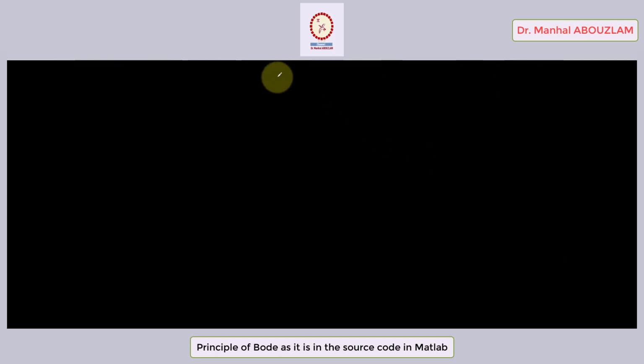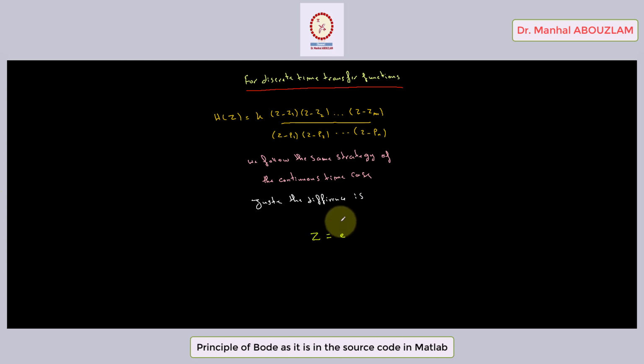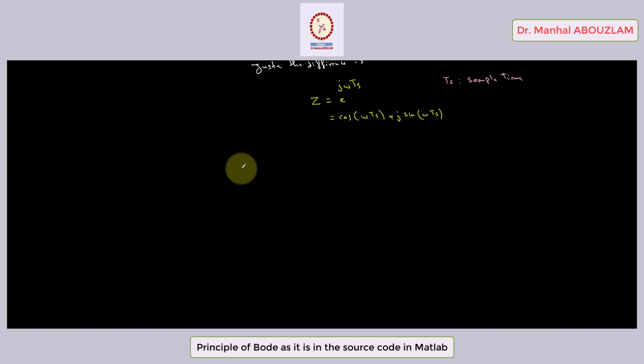Okay, just a little note, for discrete time transfer functions, we follow the same method, the same strategy I explained for the continuous time transfer functions. Just the difference is, in the discrete time case, we replace the variable z with exponential of jwTs, where Ts is the sampling time.